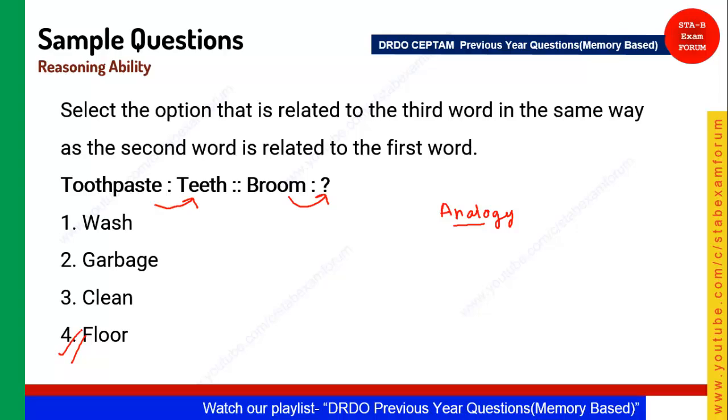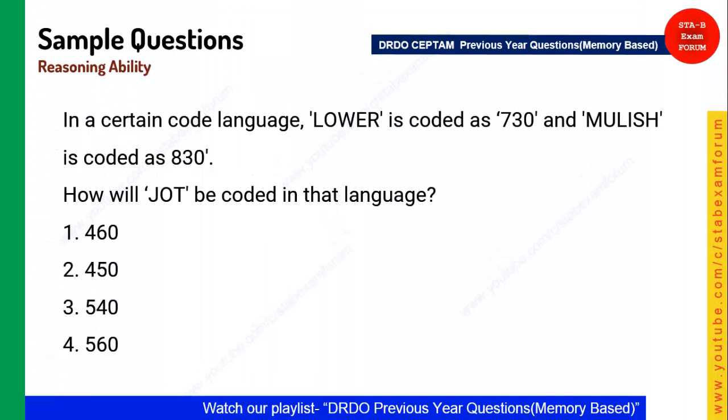Okay, let's move to the next question. This is from coding. Let's begin the timer. This is a very difficult one. Let's see who can answer this question.